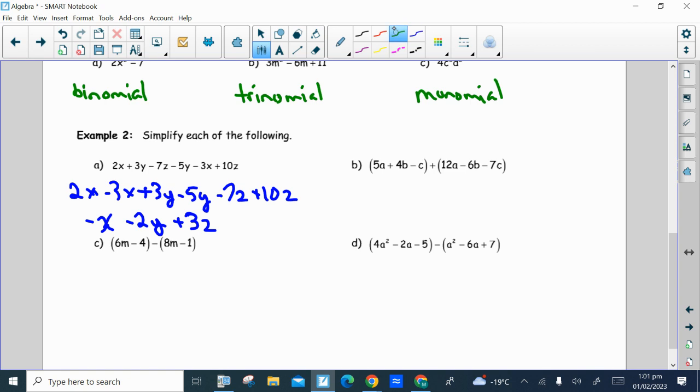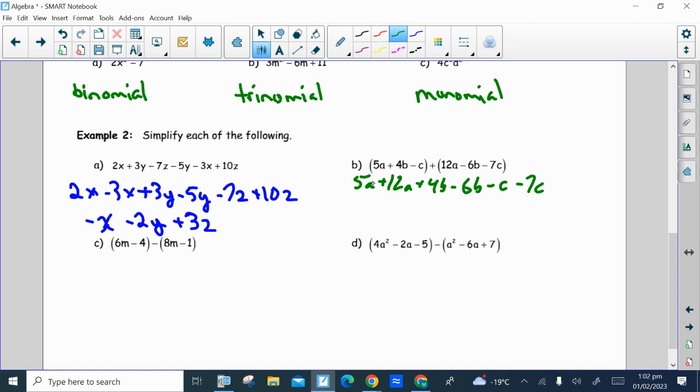Now, question B isn't much different. The only difference is that you've got brackets around one trinomial and brackets around a second trinomial. But you're adding those two together. And when you have a plus sign in front of the bracket, nothing changes. The 5a is a positive 5a, that doesn't change. The 12a is a positive 12a, that doesn't change. The 4b is positive, that doesn't change. The 6b is negative, that doesn't change. The c in the first bracket is negative, that doesn't change, as well as the c in the second bracket. Negative 7c's doesn't change. Whenever you have a plus sign in front of a bracket, it changes nothing, meaning all those signs stay the same.